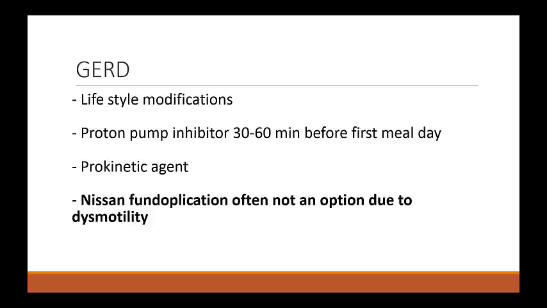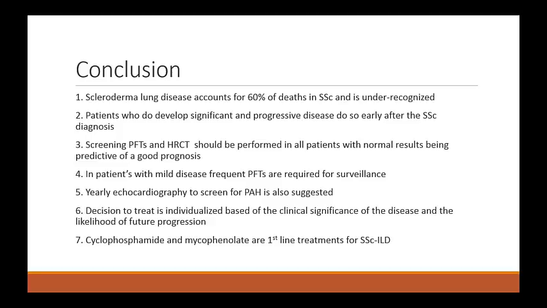So these are the conclusions I want to highlight from all of this, some take-home points. Lung disease in scleroderma accounts for the majority of deaths ever since ACE inhibitors have been introduced for treatment of the renal crisis. But the lung disease itself is under-recognized in this population. Because we do have treatment options, it's important to really pick up on these patients. Patients who do develop significant ILD tend to do so early on after their diagnosis. So going back to that discussion we had earlier, the way to screen these patients is really with the use of PFTs and high-resolution CT scans.